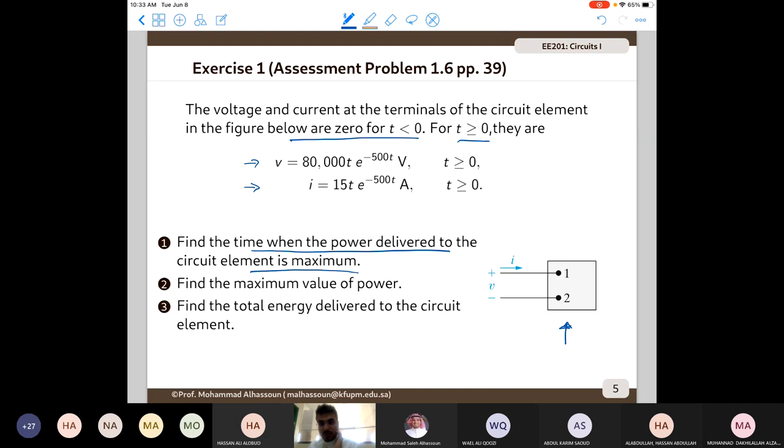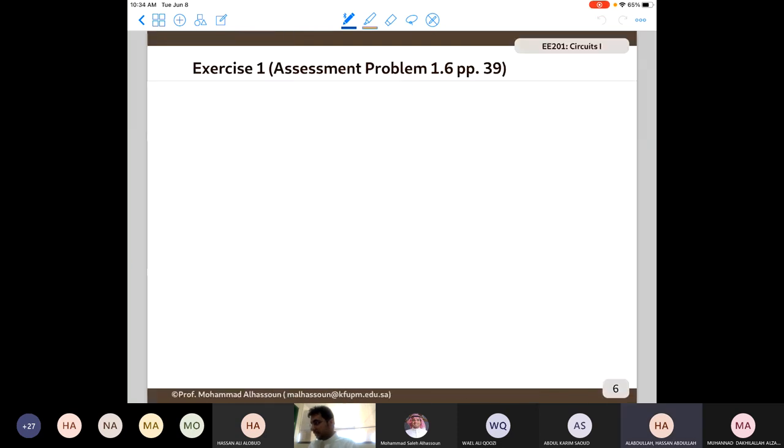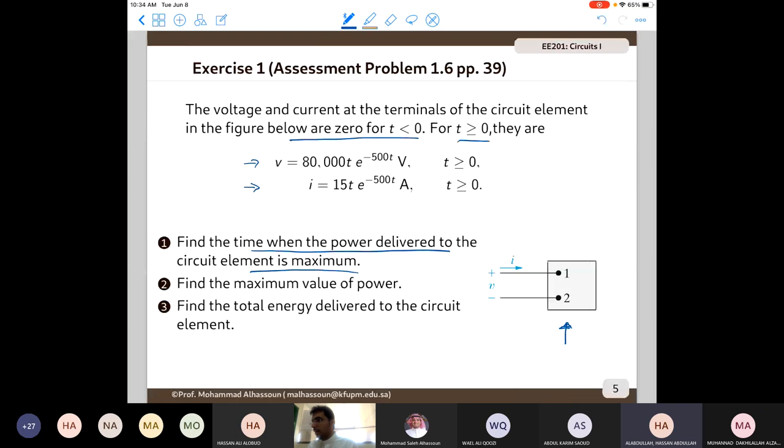Questions or participation? Hassan al Abdullah? We take the derivative of both equations and solve for t, then we have the maximum time. Okay, you're trying to solve the problem. Good. This is partially correct, not fully correct. Hadi, let's start with the first one.